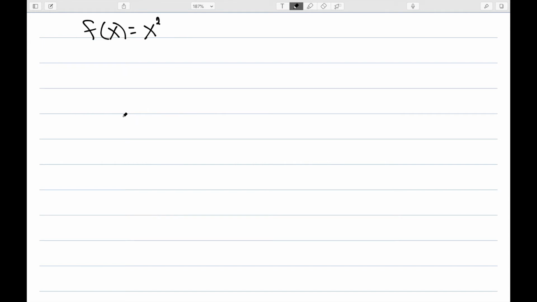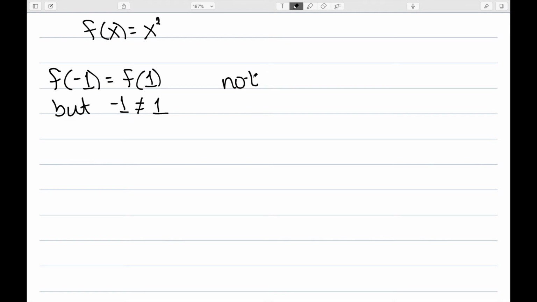Next, let's consider the function f of x equal to x squared. In this case, we might be able to see that f of negative 1 is equal to f of 1, but negative 1 is not equal to 1. So that actually tells us this is not one-to-one.